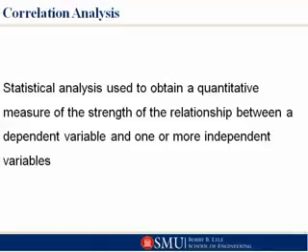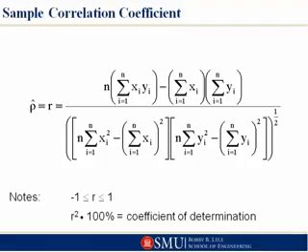Statistical analysis, so correlation analysis, what is it? It's used to obtain a quantitative measure of the strength of a relationship between a dependent variable and one or more independent variables. The strength of a relationship. And one of the things that happens is that, just as we've been doing, did we know the population mean? Did we know the true population standard deviation?